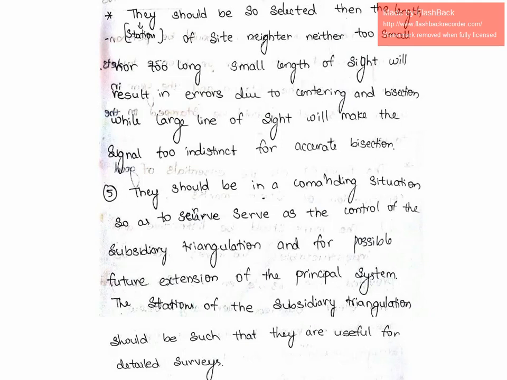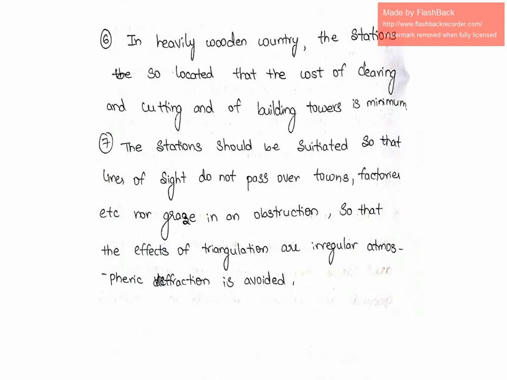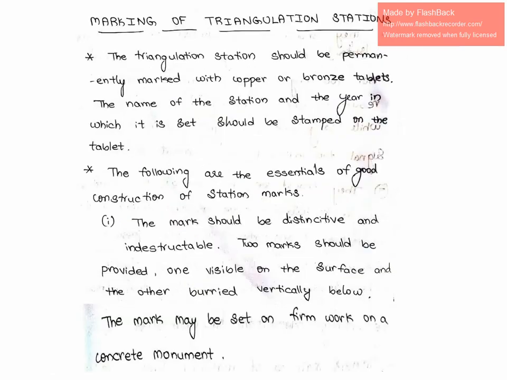Next, in heavily wooded country, the station should be so located that the cost of clearing and cutting and of building towers is minimum. So obstruction should be minimum, and clearing and cutting of wood should be minimum. The station should also be situated so that the line of sight does not pass over towns, factories or towers, signals. The obstruction should be minimized or avoided as far as possible.